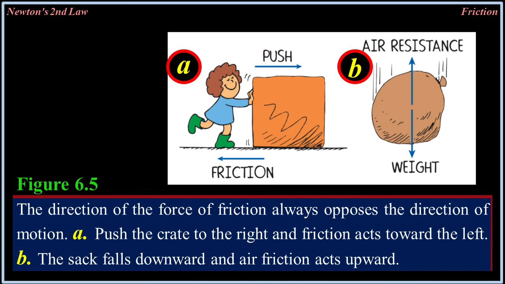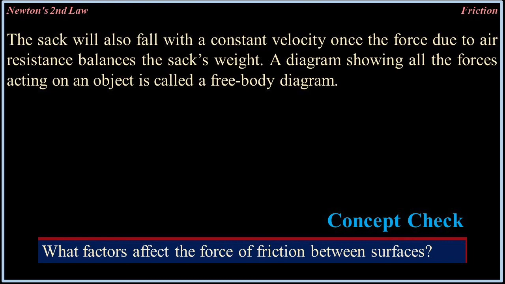The direction of the force of friction always opposes the direction of the motion. A. Push the crate to the right and friction acts towards the left. B. The sack falls downward and air friction acts upward. The sack will also fall with a constant velocity once the force due to air friction balances the sack's weight. A diagram showing all the forces acting on an object is called a free body diagram. Concept check. What factors affect the force of friction between surfaces?